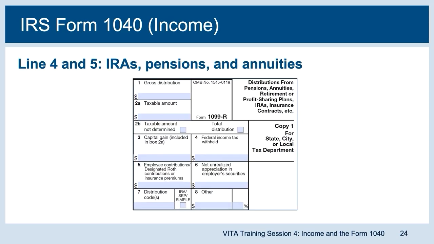Line 4 and 5, Individual Retirement Accounts, or IRAs, pensions, and annuities will report their distributions to taxpayers on Form 1099-R. Generally, the form will include the gross distributions received by the taxpayer in Box 1. The taxable amount may be reported in Box 2A, but there is other information taken from the form that may be used to determine the taxability of the distribution. For instance, Box 7 will include the distribution code, which will help to explain the type of distribution. Refer to Publication 4012 for more information.